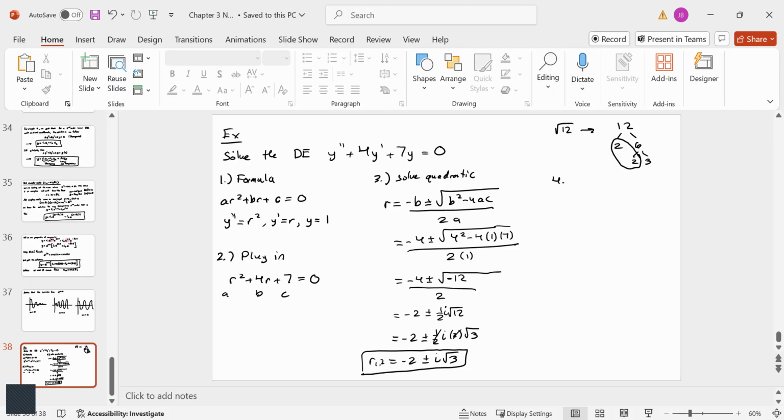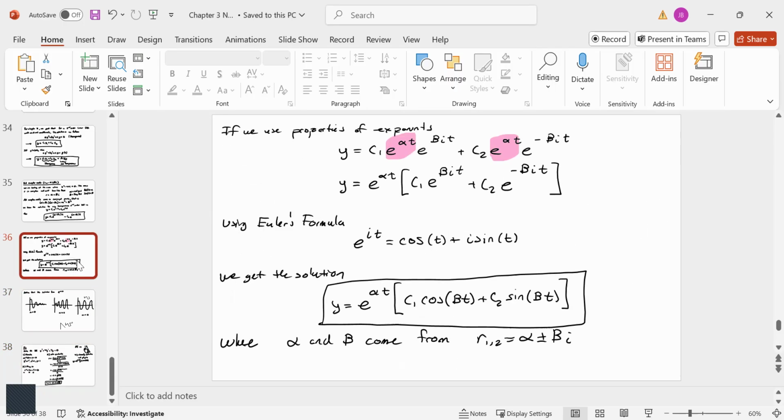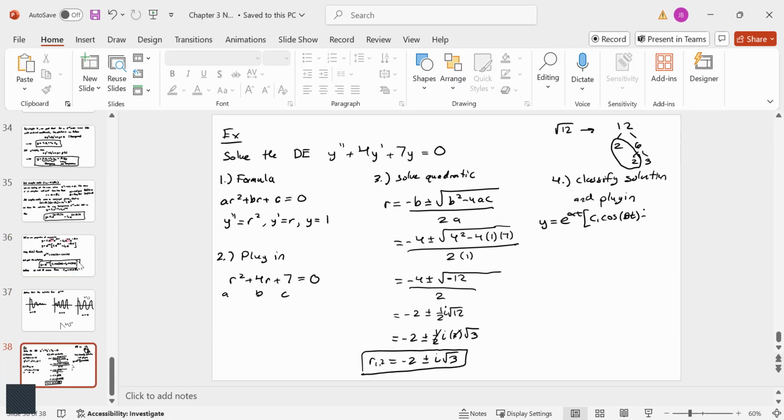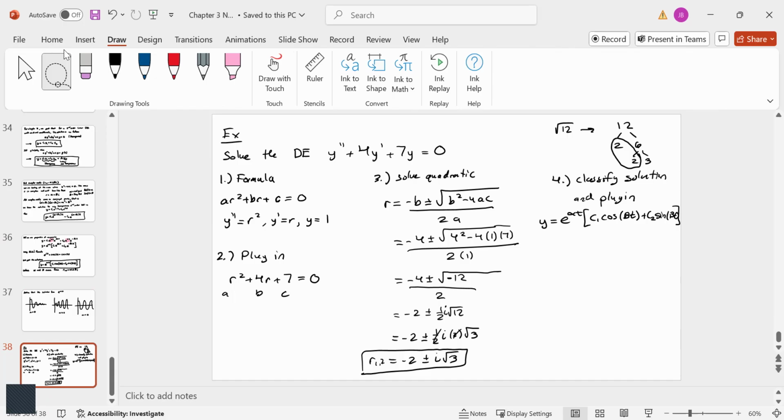And then step 4 is classify solution and plug in. So this is not real roots, it's complex roots. So then that means my solution is e to the alpha t c1 cosine beta t. Did I put t in the answer? I did, okay. Plus c2 sine beta t. See if I can give myself more space to write that a little bit bigger.